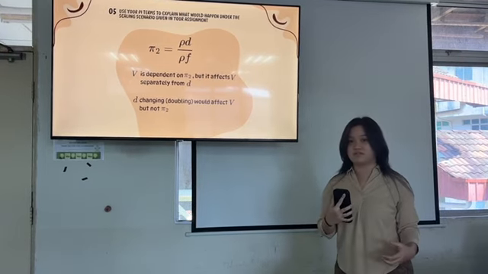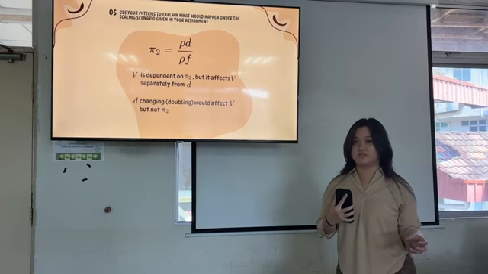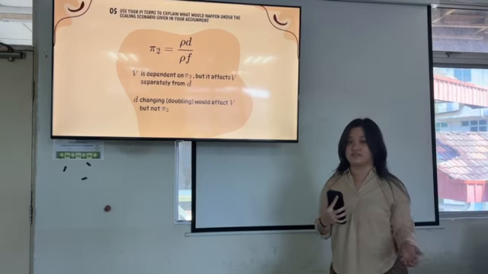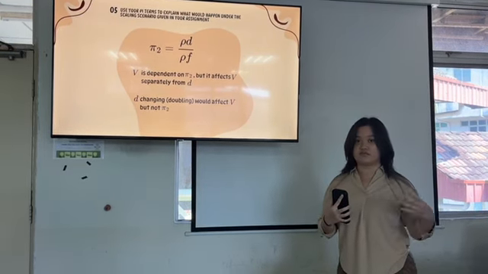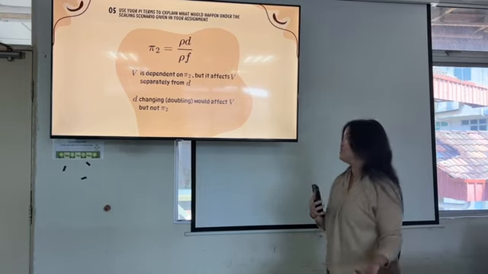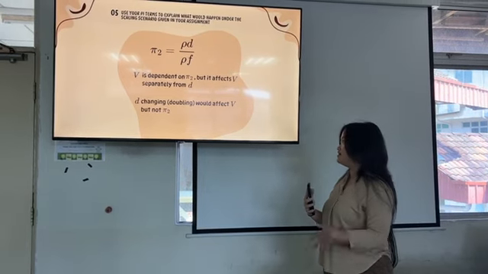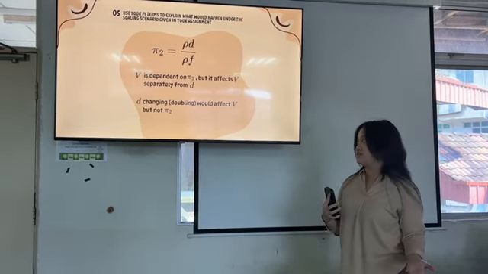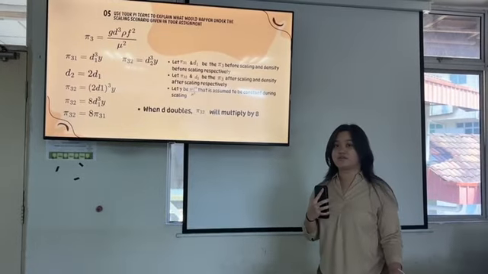And if you think about it practically as well, you know that the diameter of the droplet should not affect the densities of either the fluid that makes up the droplet or the fluid that the droplet is in. And we know that d doubling would affect v from the previous calculations, but not pi. Okay, so I'm going to continue for pi 3.